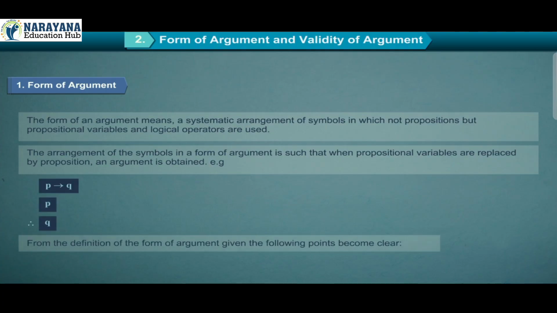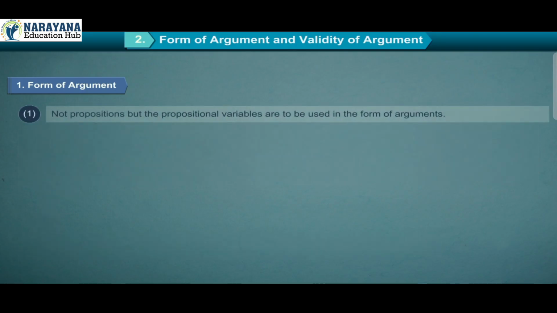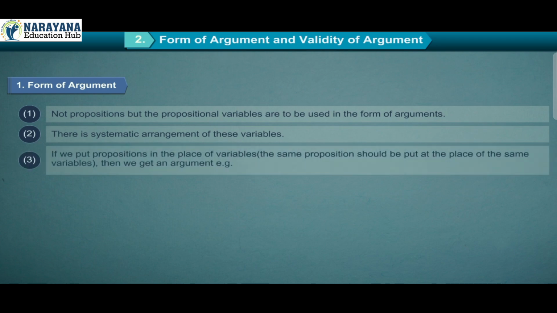From the definition of the form of argument given, the following points become clear. First, not propositions but propositional variables are to be used in the form of arguments. Second, there is a systematic arrangement of these variables. Third, if we put propositions in the place of variables, that is, the same proposition should be put at the place of the same variable, then we get an argument.